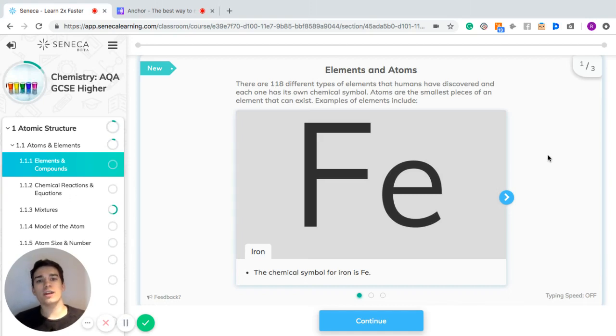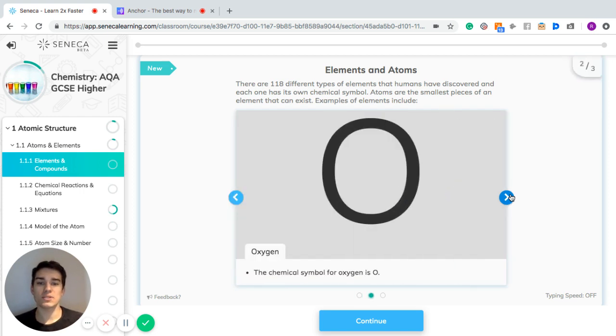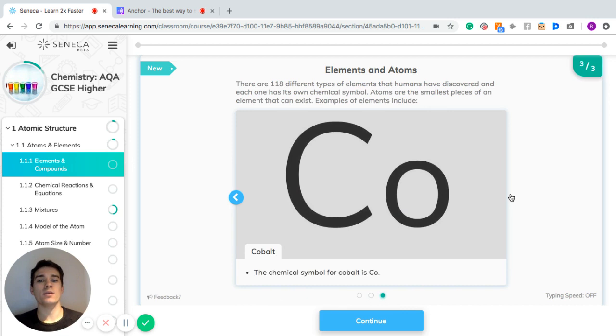So there are 118 different types of element that humans have discovered, and each one has its own chemical symbol. Atoms are the smallest pieces of an element that can exist. Some examples of elements are iron, and the chemical symbol for iron is Fe. Oxygen, the chemical symbol for which is O. And cobalt, the chemical symbol for which is Co. Now, with chemical symbols, the first letter is always capitalized, and if there's a second letter, it's always lowercase.